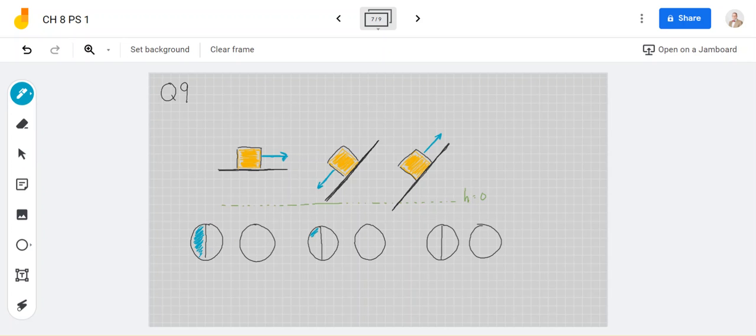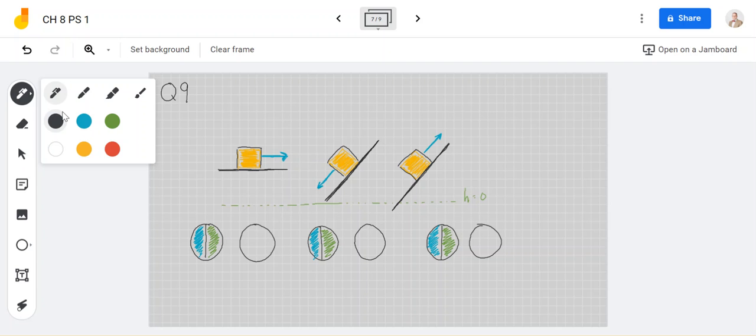And each of these is slowing to a stop, which means they're not going to have any more kinetic energy when we're done. But they all start with the same amount of gravitational potential because they're all at the same height. For the first one, it doesn't change its height, so the amount of gravitational potential doesn't change, which means all the kinetic energy went to the thermal energy that was generated.